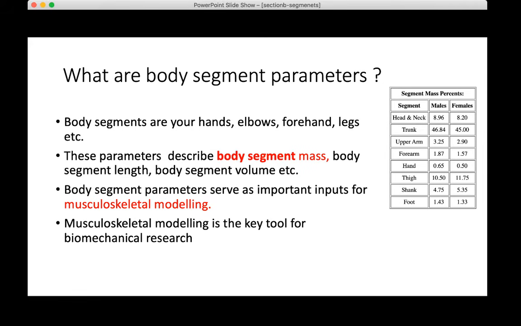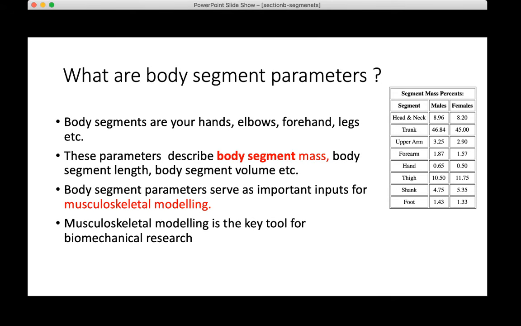Well, yeah. So what are body segment parameters? Body segments, as you all know now, are hands, elbows, your body parts, okay. So these parameters describe body segment mass, body segment length, body segment volume, body segment moment of inertia. These are key physical parameters which are required for musculoskeletal modeling.